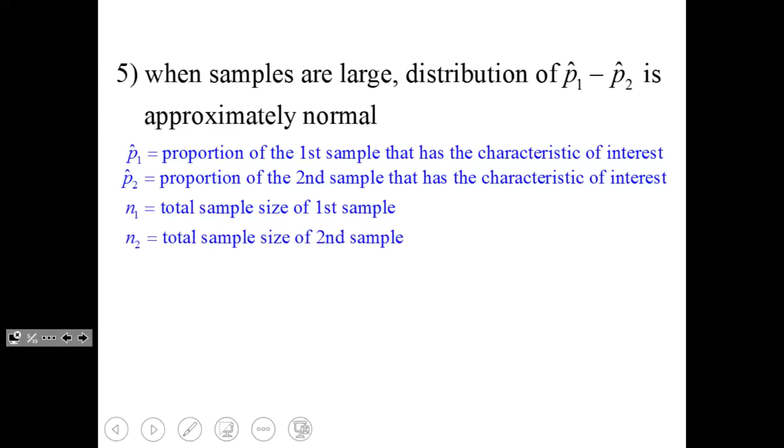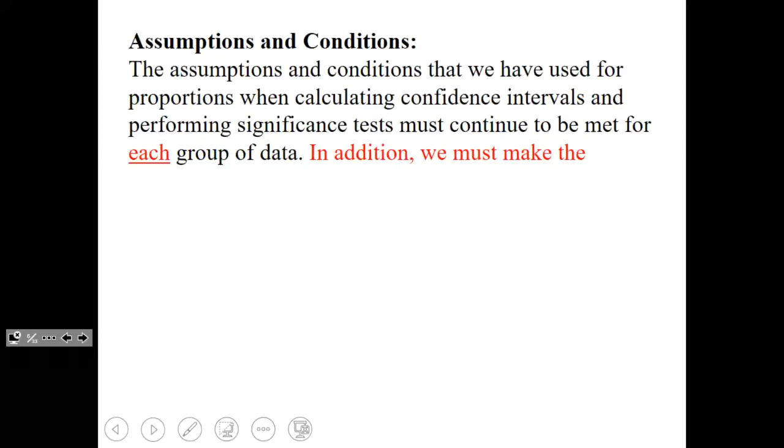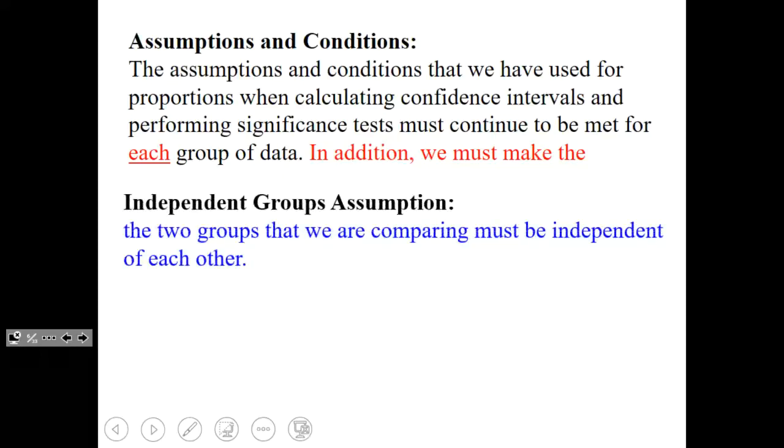Nothing surprising there. Now, we do still have our assumptions and conditions. Before, we had to check our assumptions and conditions for our sample. We still do now, but we have to check them for each group. And we must check one more condition: the independent groups assumption. The two groups we're comparing must be independent of each other. Normally we can do this by simply examining the two groups and talking about the differences between them.